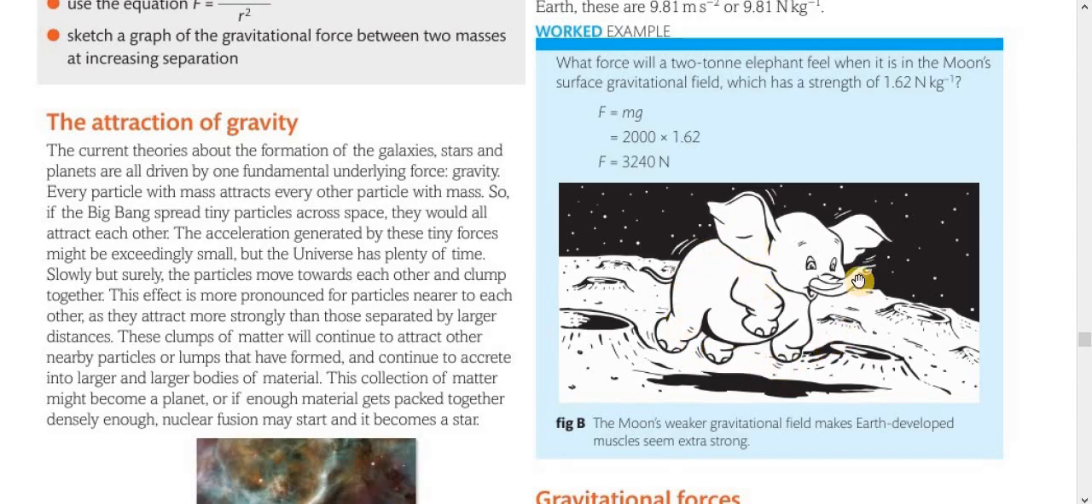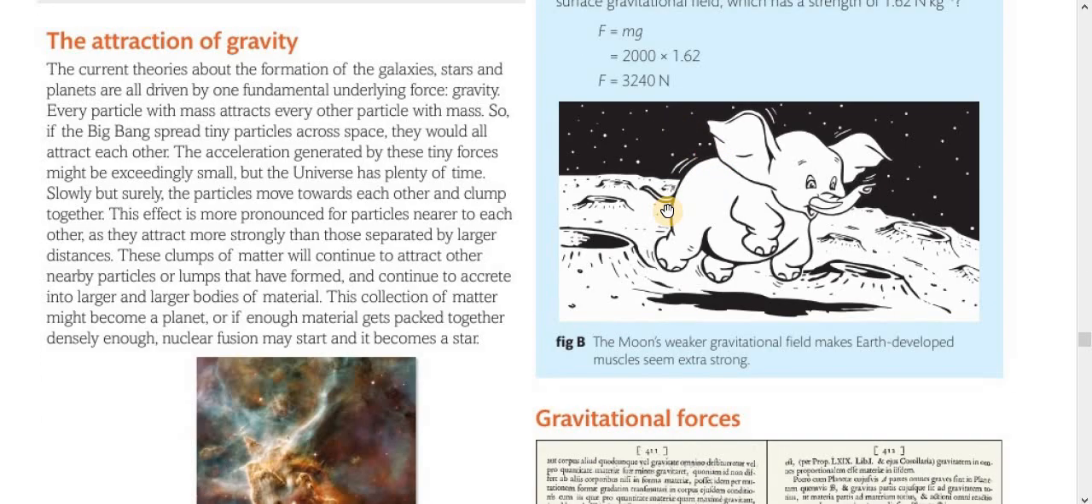You will see that the elephant remains in the air for a longer time if it jumps up on the moon. It remains above the moon's surface, there is no air here, for a longer time. But this is not the case with the Earth. It falls down quickly because the acceleration of free fall on the Earth is 9.81 meters per second squared.